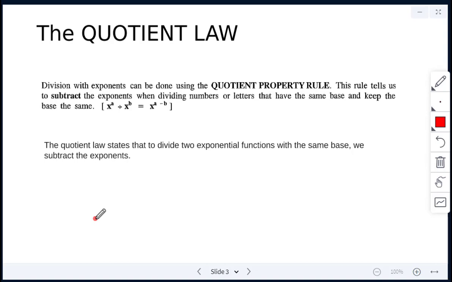So the rule tells us to subtract the exponents when dividing numbers or variables that have the same base. You're going to keep the base the same, and you're just going to subtract the exponents. As shown here, we have x to the power of a divided by x to the power of b. When we simplify that, we keep our x as the base, and we subtract a minus b for the exponent.